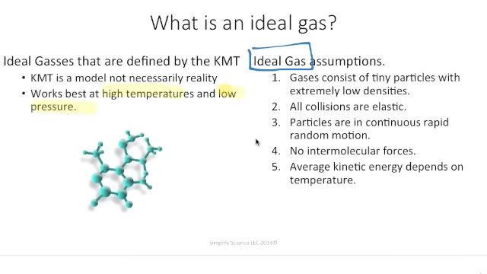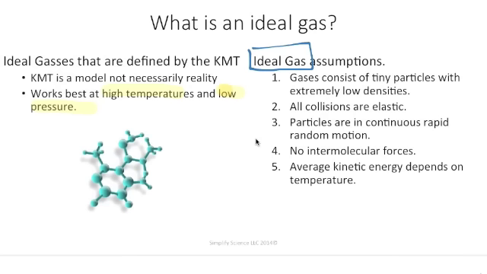Number 2 is that all collisions are elastic. You can think of an elastic collision like playing pool on a pool table, where the cue ball hits another ball and just bounces off. In an elastic collision, all energy is conserved, so basically we don't lose any energy in those collisions.